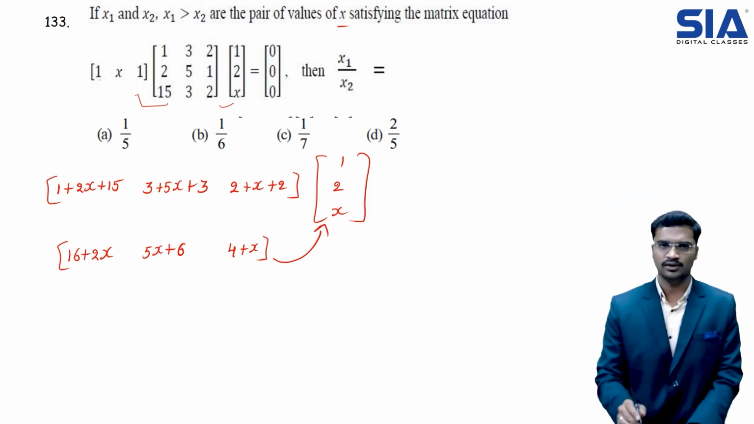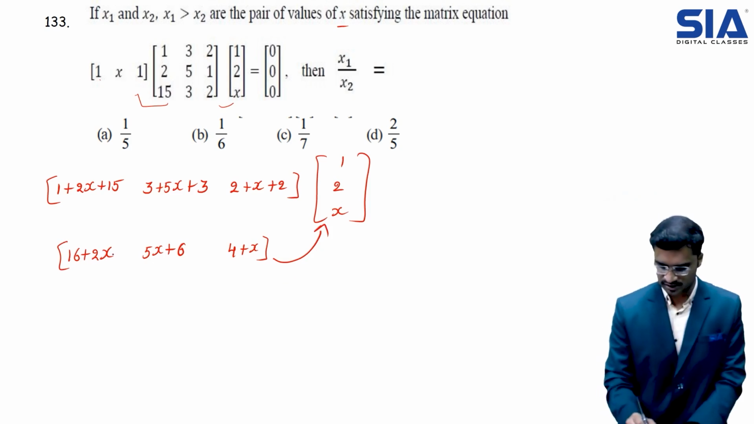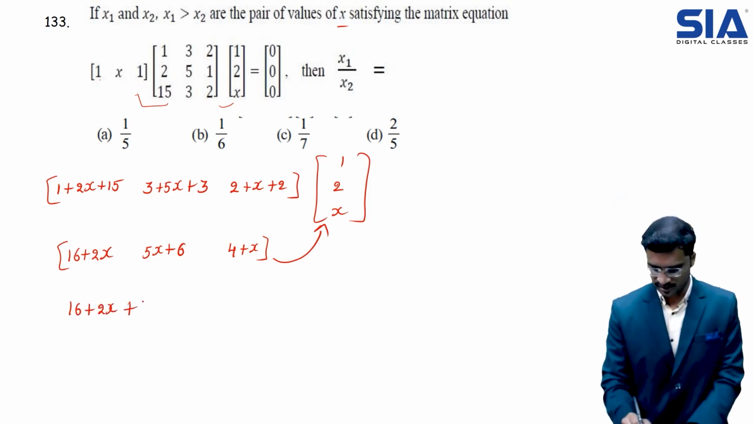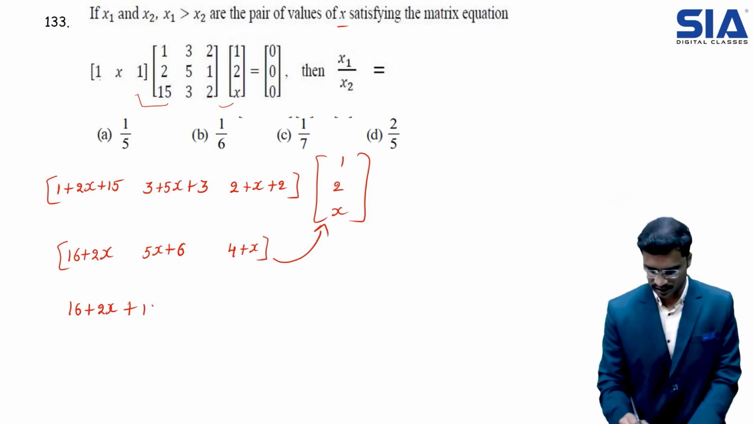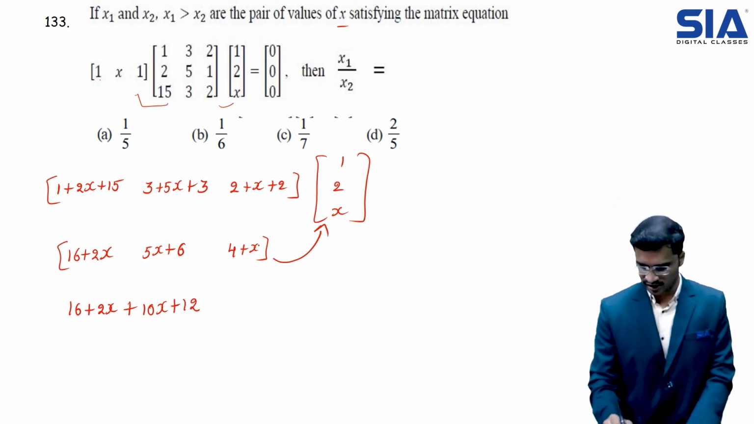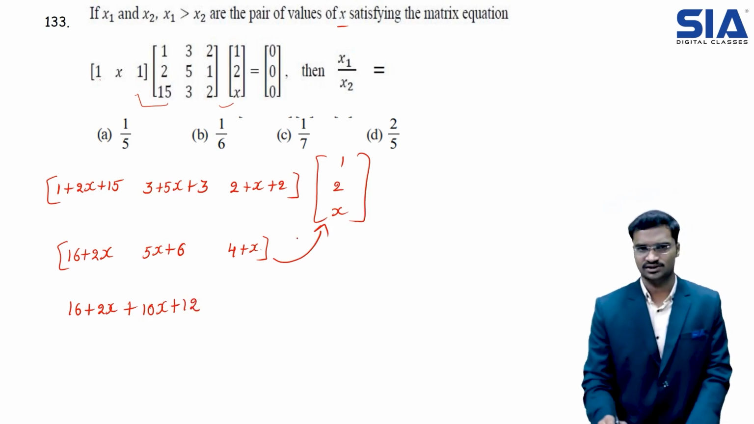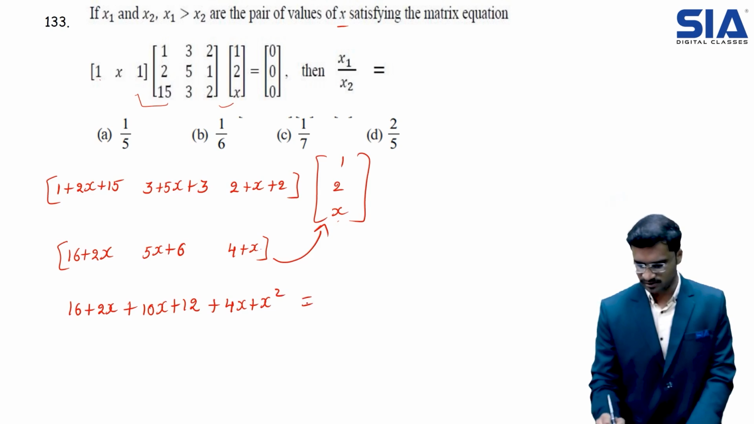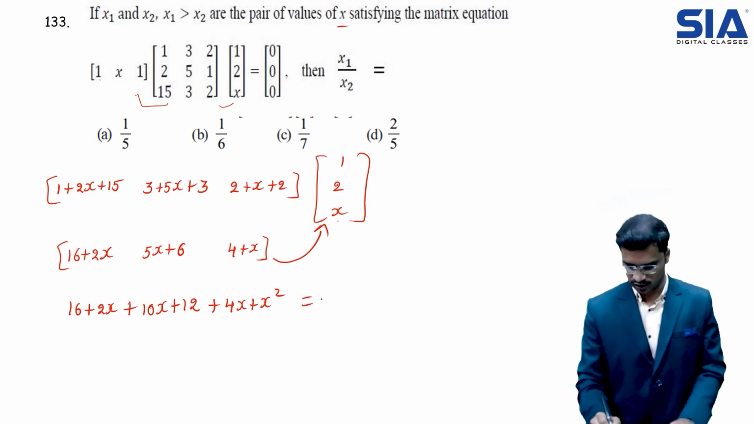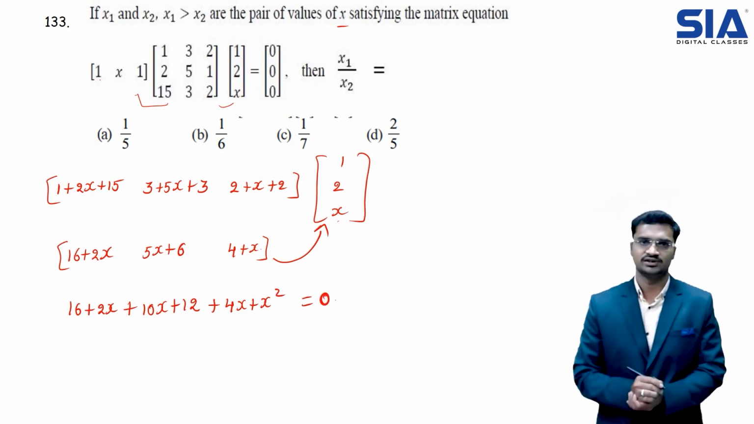So after multiplying, what am I getting? 16 plus 2x into 1 is 16 plus 2x itself, plus 5x plus 6 into 2, which is 10x plus 12, and 4x plus 4 plus x into x is 4x plus x square. So this matrix is given as equal to what? 0. So let us equate this to 0.